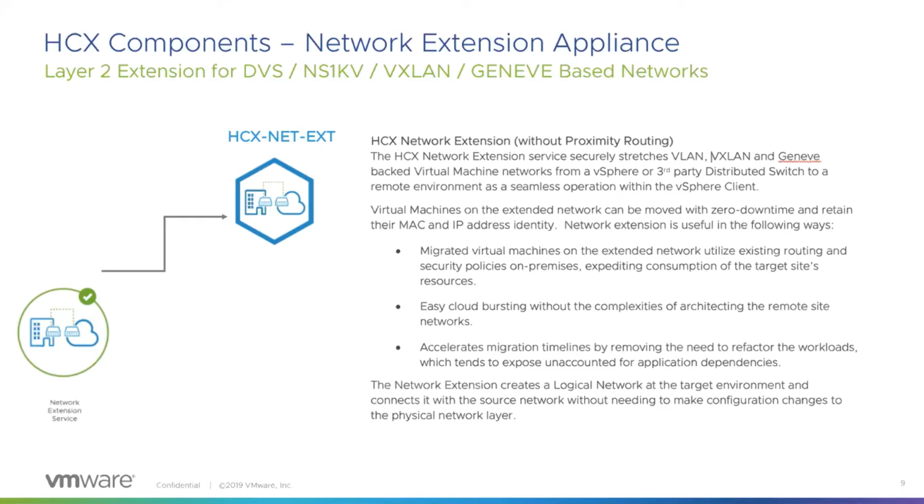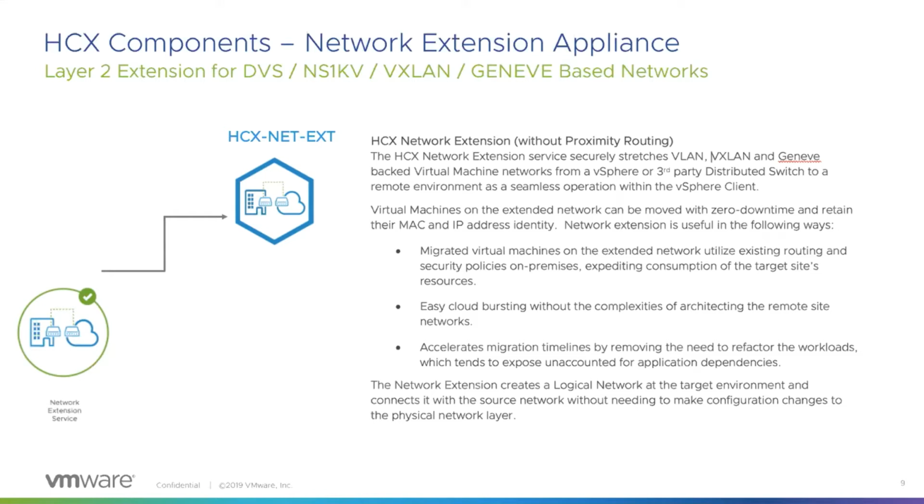The idea is to stretch a VLAN between two different sites. So this is what enables a virtual machine to retain its IP and MAC address when it is migrated over to the target site. There are a few caveats. I'm going to cover them in the diagram where I will explain how the traffic routing happens.